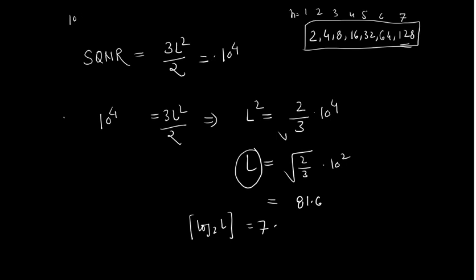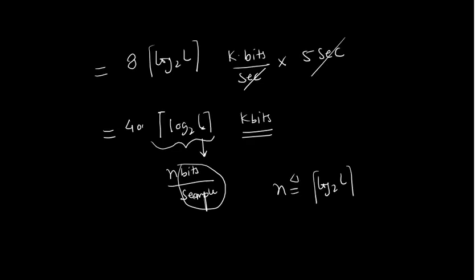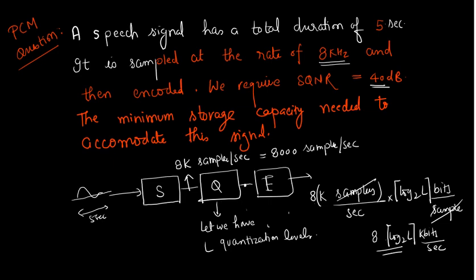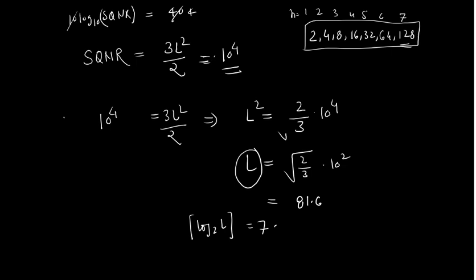Since we remember that this is your SQNR in dB scale, it is equal to 40. So in linear scale, your SQNR is 10 to the power 4. So 3L square by 2 should be equal to 10 to the power 4 at least. If your SQNR is bigger than that, it's not a problem, but we at least need this much. If you solve it, you will see that L is 81.6.